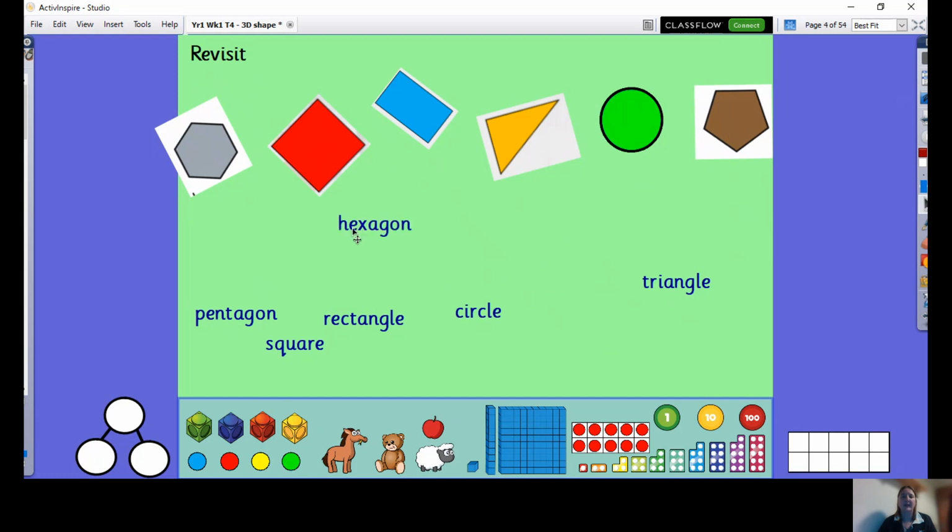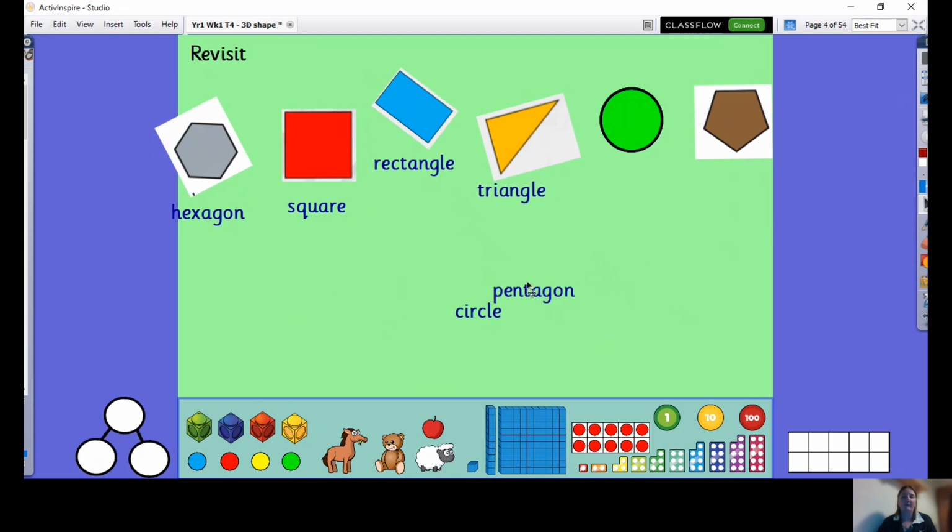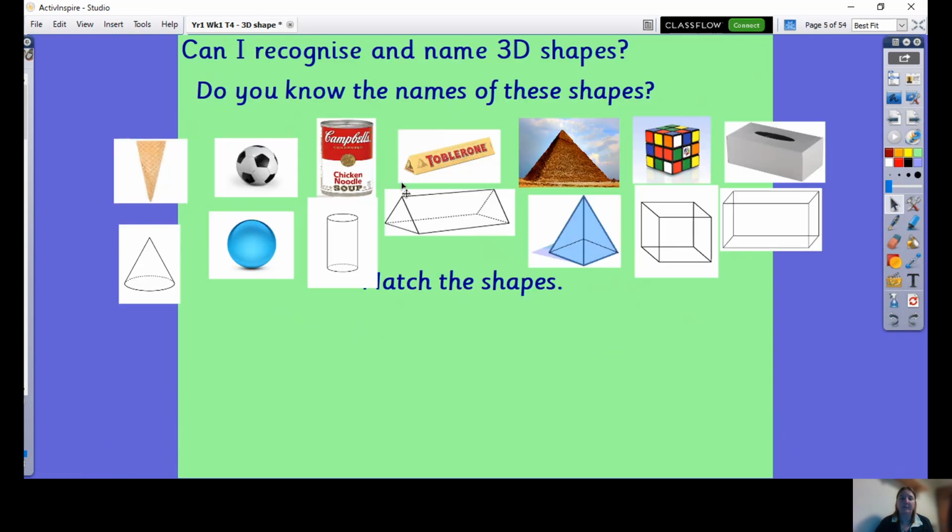So this one is a hexagon. Then we have got a square. Remember, it's not a diamond, it's to do with the orientation. That means the way that it is shown, the way that it is placed. It's sort of on its side a little bit, but you normally might see a square like that. It's the same with the rectangle here. So we've got a rectangle, we've got a triangle, we've got a pentagon, and we've got a circle. Brilliant. Okay, well done. So as I say, we will use some of those when we're going on.